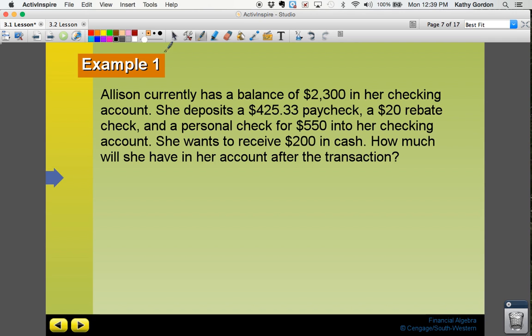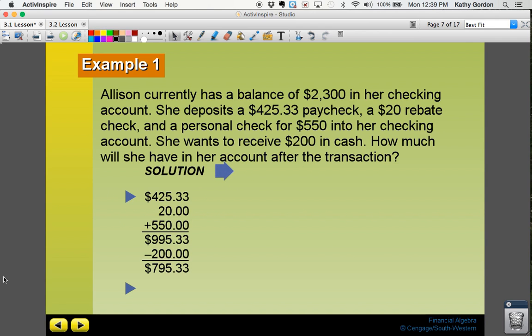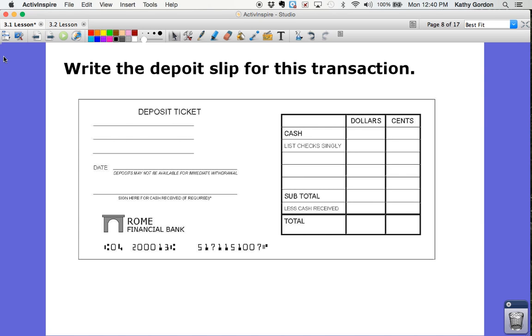Alright, let's double check here. If you add up her 3 checks, that's a total of $995.33. But then you're taking $200 out of that. And so the amount that's left to actually go into her account is going to be $795.33, right? So then when you add that to the $2,300 that she had, she should end up with $3,095.33. Okay? Now, the next thing I want you to do is to actually fill out a deposit slip for this situation.